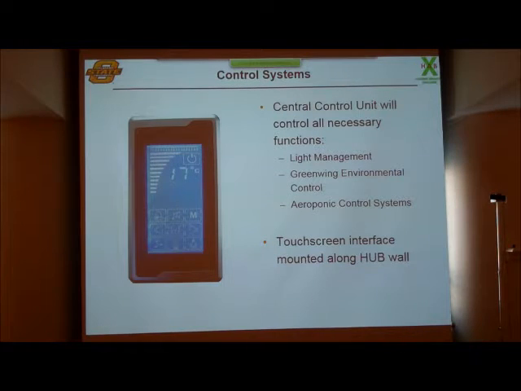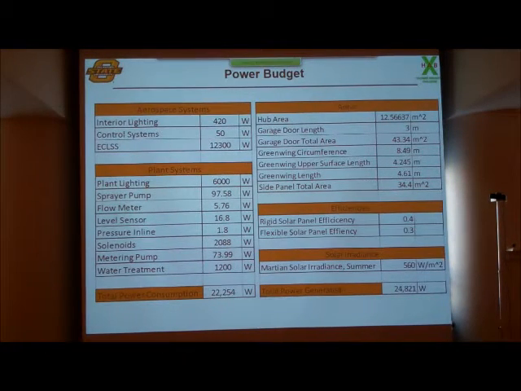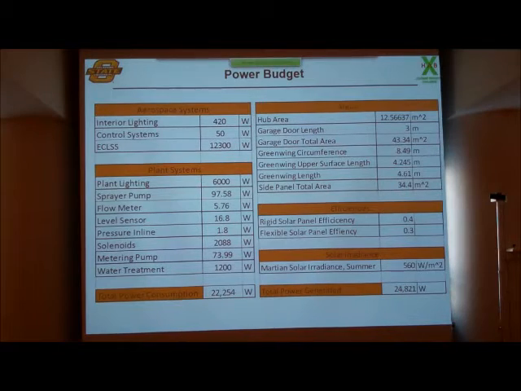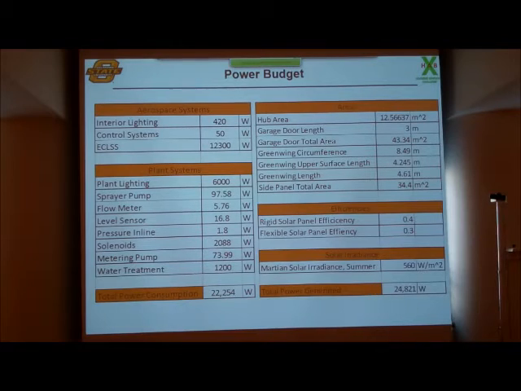What about circulation? For circulation, there'll be a ventilation system underneath, I think, that will allow air to circulate through. Do you have that in the power budget for fans, or how is that going to work? Yes, all the heating power is included in the ECLIS systems on the top left.